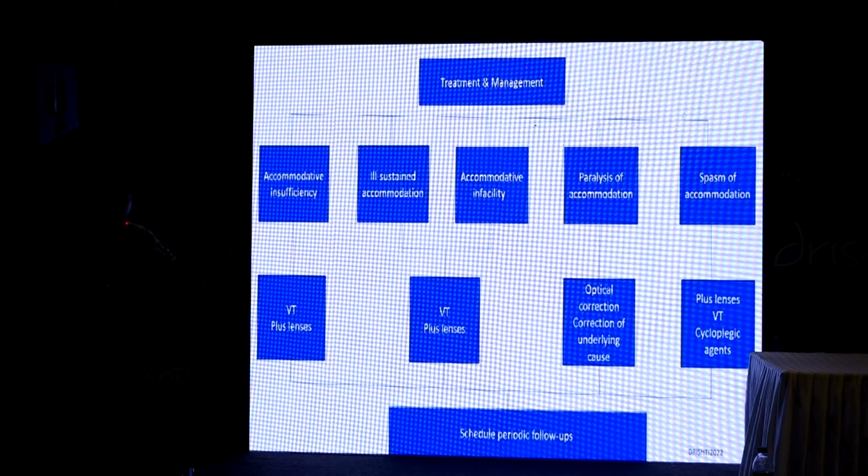Then spasm of accommodation: plus lenses, vision therapy and cycloplegic agents would help. In all of these conditions, whatever course of action you are planning for the subject, periodic follow-ups are very, very important, because unless you follow up, you will not know whether the treatment or management protocol is working for that child or subject. You might need to change the course of action midway and go for some aggressive vision therapy at times. So only with periodic follow-ups will you be able to have a good idea.